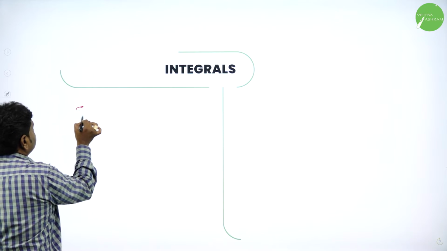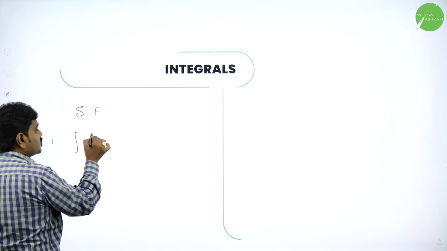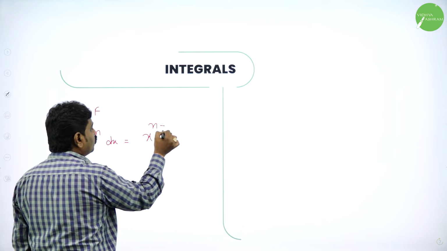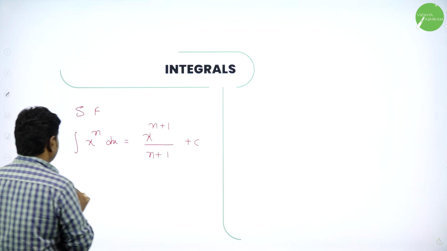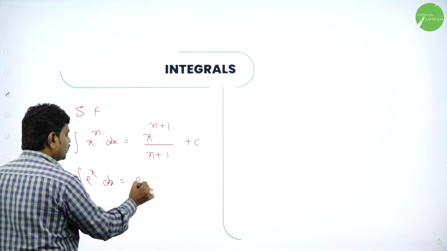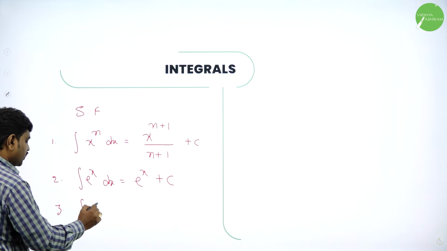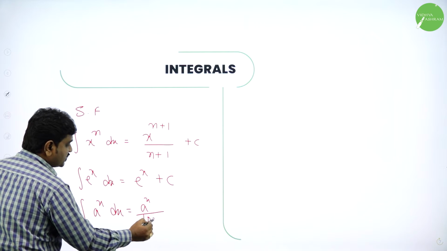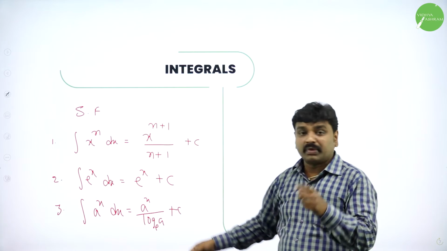Formulae of standard functions. What is the first standard function I taught you today? X power n. What is the integration of x power n? X power n plus 1 by n plus 1 plus c. What is the second formula? E power x. Integration of e power x is e power x only. And the third standard function is a power x. Integration of a power x is a power x by logarithm to the base e a. I told you the difference between first and third: in the first, the base is x, but in the third, the power is x.